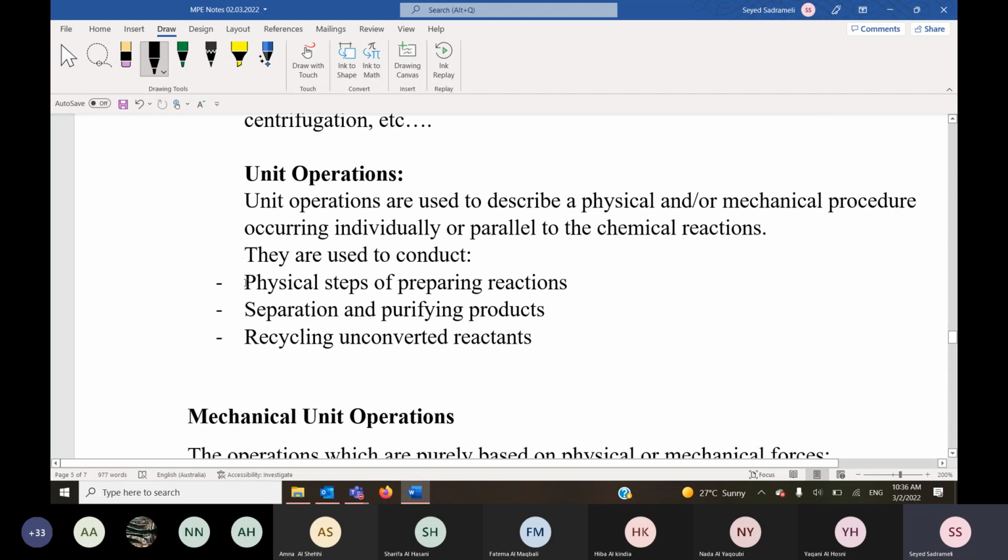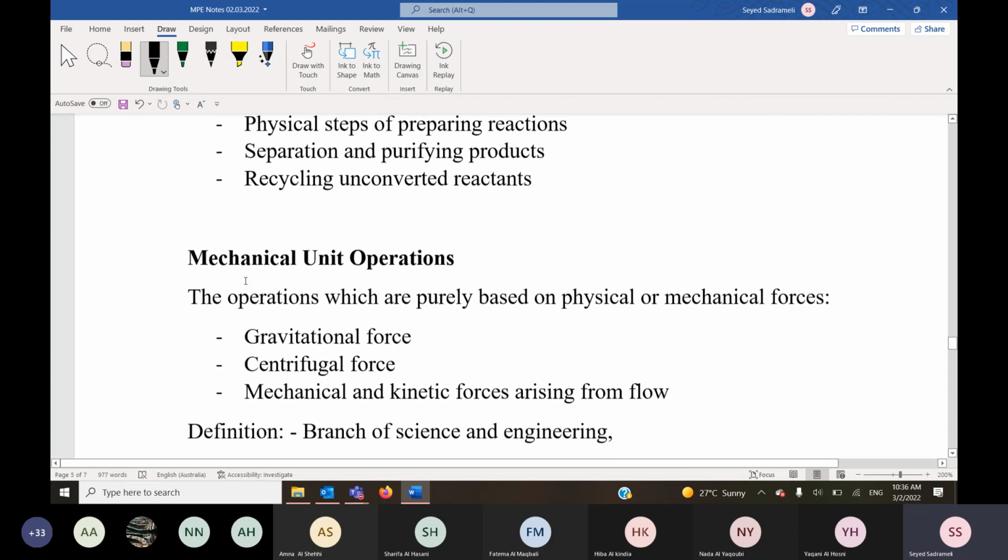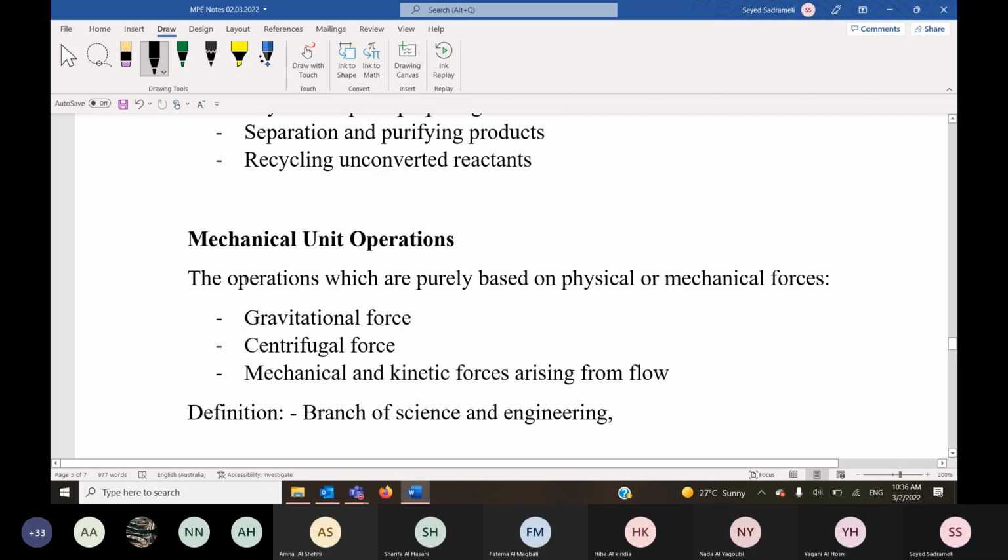Okay, if you look at the mechanical unit operations, these are purely based on physical or mechanical forces. So there is no thermal energy involved here for the separation. It may be involved in preheating of the system, but it's not involved in the processes. The main mechanism of the processes is physical or mechanical forces. These are gravitational force, centrifugal force, and mechanical and kinetic forces arising from flow.